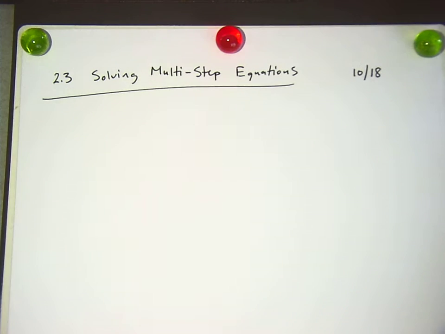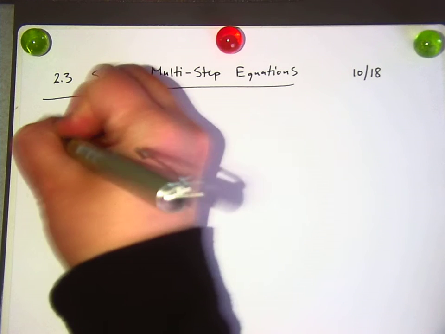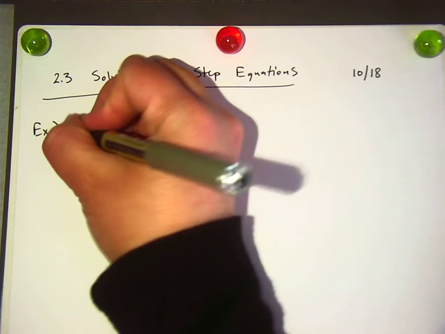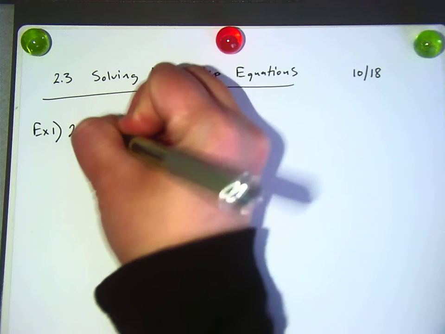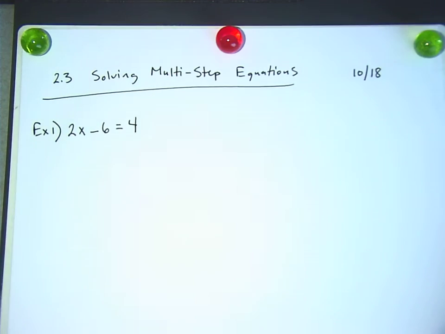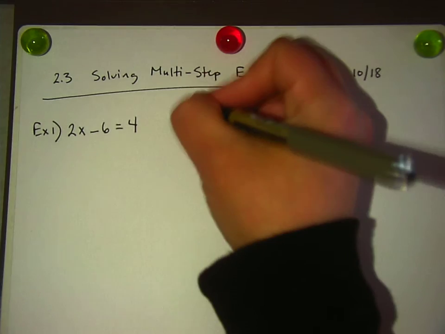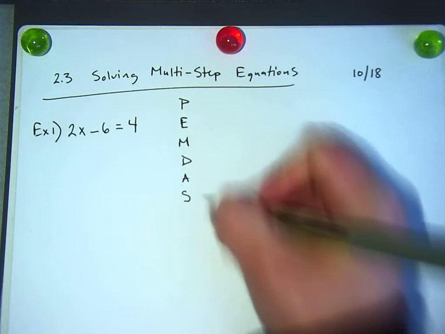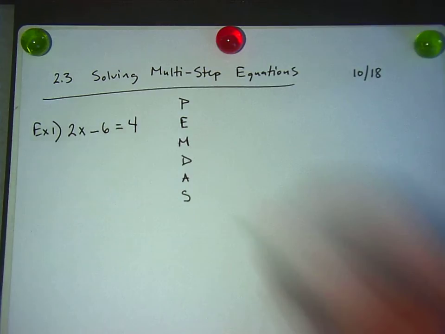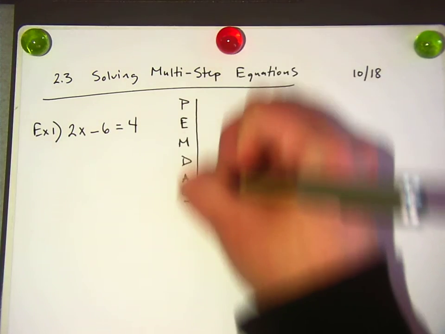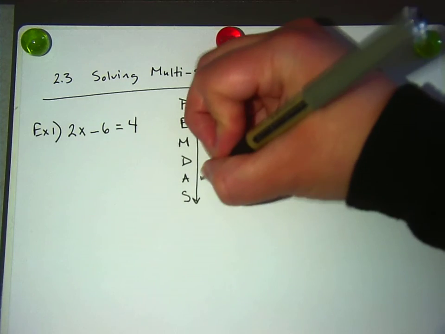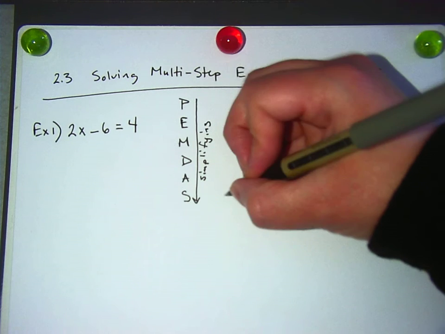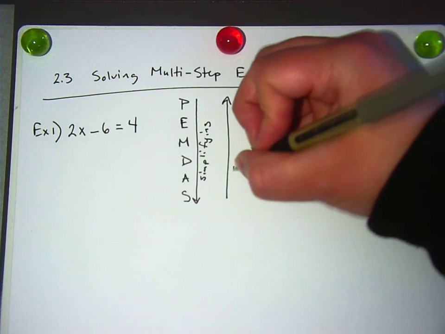Let's start with this one. We're going to do a total of 4 examples today. 2x minus 6 equals 4. All right, now, do you guys remember PEMDAS, yeah? Do I have to write what they stand for? No. Okay, do you remember how when you are simplifying, you go in this order, right? Everybody write this down. Simplifying goes that way. When you are solving, you do it the opposite way.